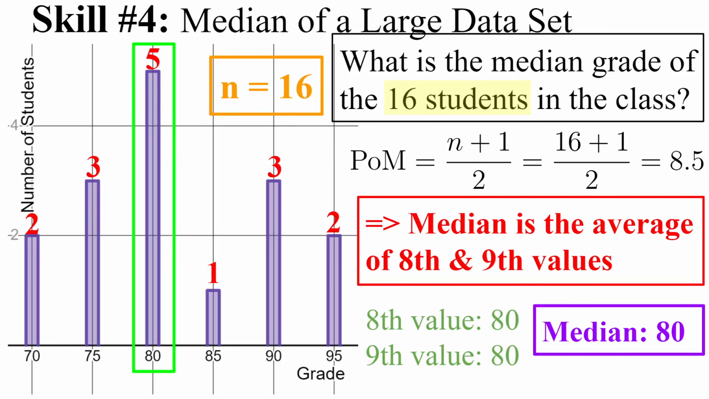But just be careful because you might see one where perhaps, let's say in this one, the 8th one was the last 80 and then the 9th one was the 85, in which case they're different. So you have to actually go through and add them up. Divide by 2. We didn't have to do that here because we got lucky they were in the same bar. Okay, great.